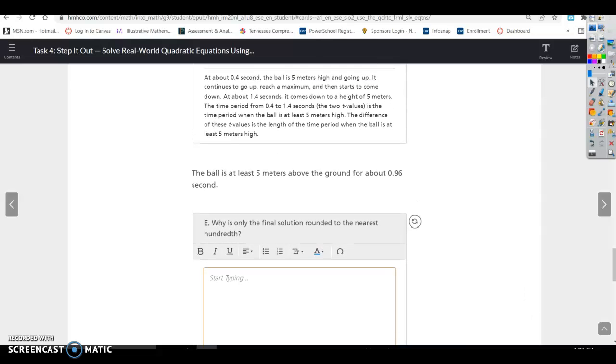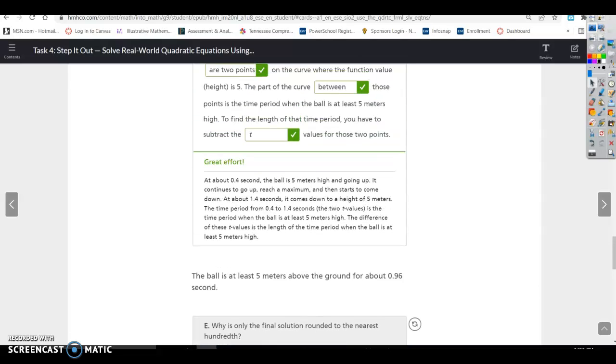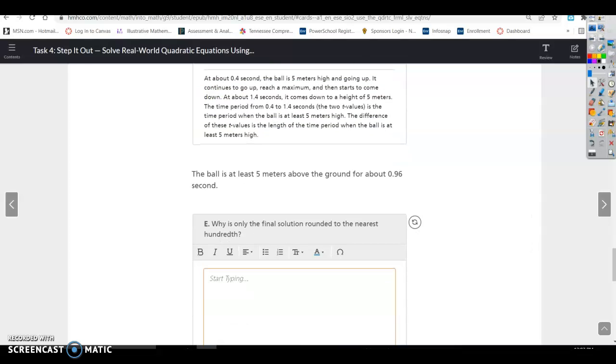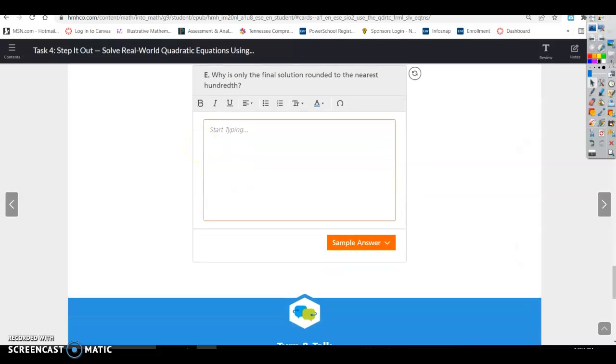All right, so it says the ball is at least 5 meters above the ground for about 0.96 seconds. Why is only the final solution rounded to the nearest hundredth? So you don't want to round each step. If you round in each step of the equation, then it's going to be a little bit further off each time you round. If you wait to the final step and you round, then it's going to be a little bit more accurate. So you never want to round, if possible, until the final step when solving an equation.